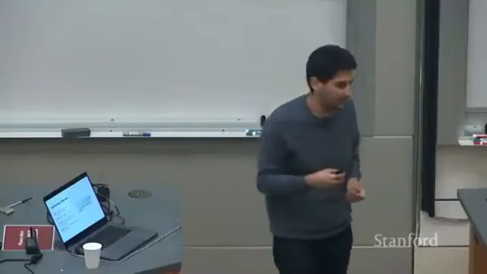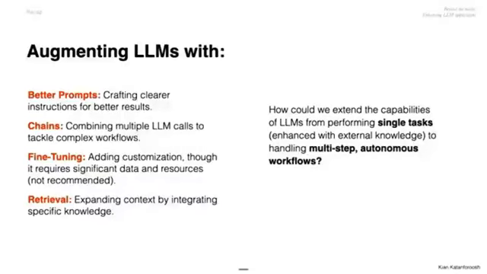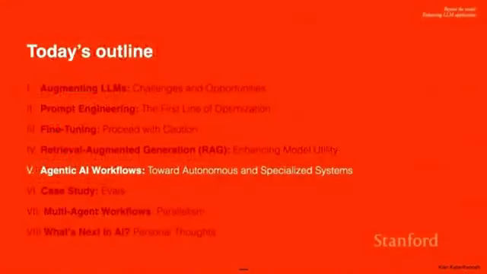The next set of topics we're going to see is around the question of how could we extend the capabilities of LLMs from performing single tasks enhanced with external knowledge to handling multi-step autonomous workflows. This is where we get into proper agentic AI. So let's talk about agentic AI workflows towards autonomous and specialized systems. Then we'll talk about evals, then we'll see multi-agent systems, and we'll end with a little thoughts on what's next in AI.